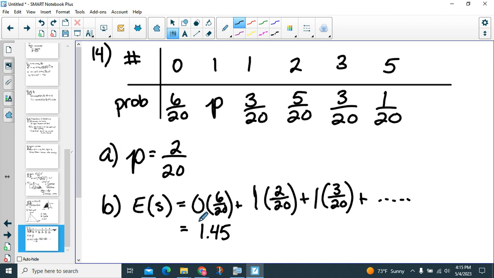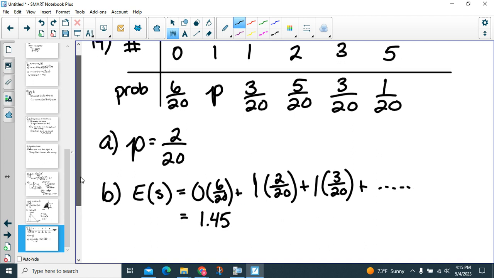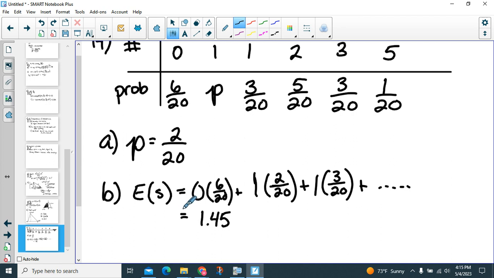All right, part C. Leonardo plays the game twice and adds the two scores together. So now he's playing it twice and adding the two scores together. Find the probability that Leonardo has a total score of 2. So there's 3 different ways that he can do this. He can get a 0 first and then a 2. I guess I should make that an and.